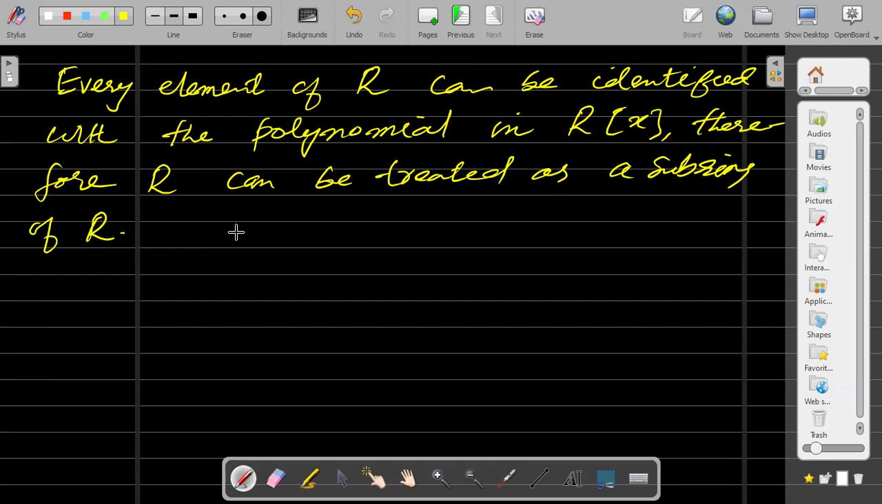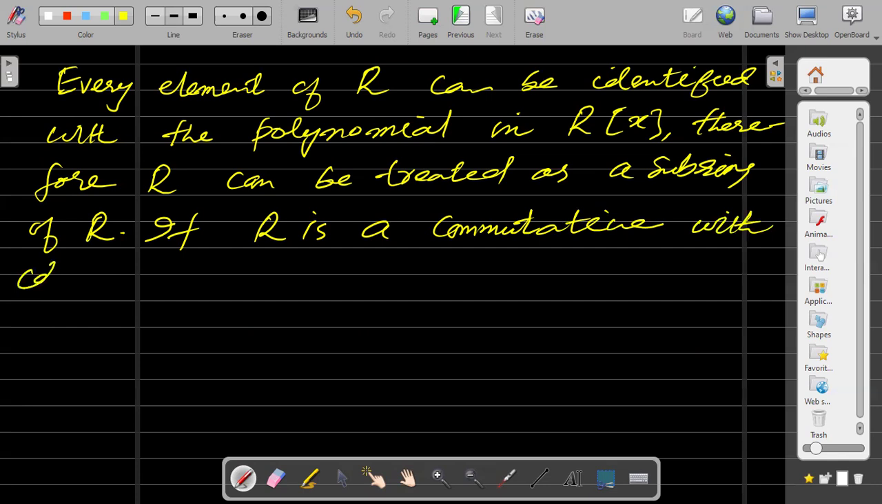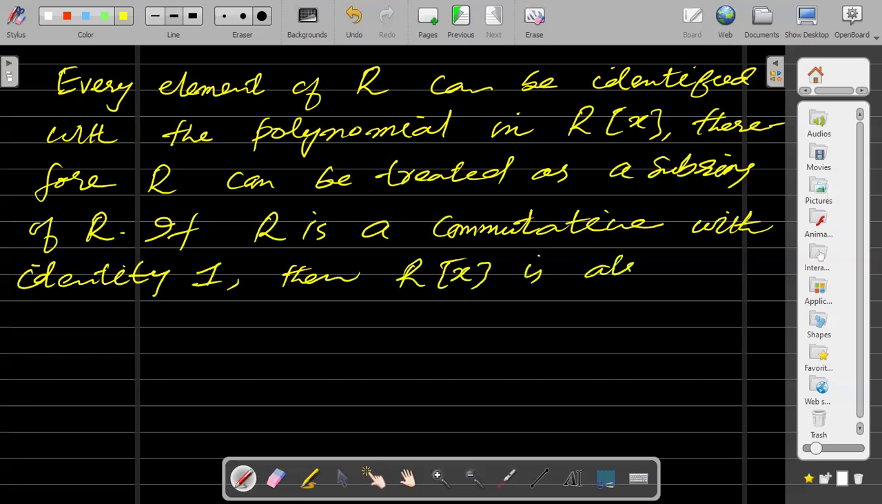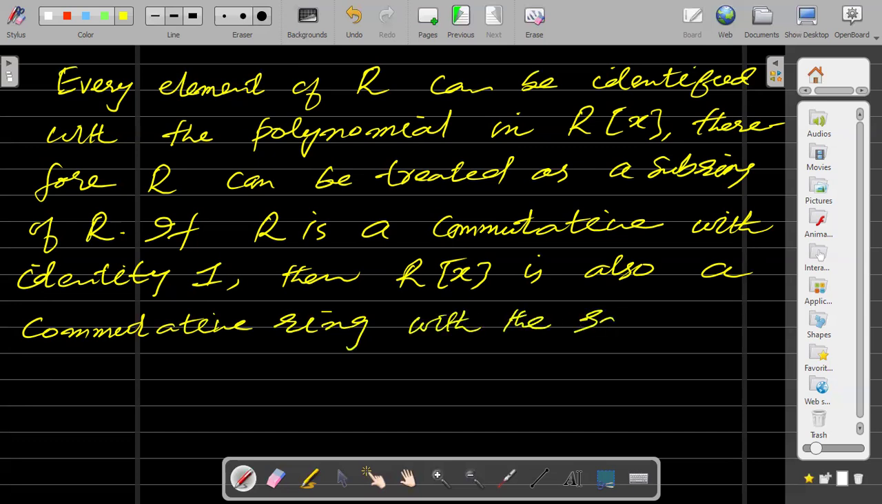And if R is a commutative ring with identity 1, then R[x] is also a commutative ring with the same identity. If R is a commutative ring with identity 1, you can easily verify that this ring of polynomials R[x] is also a commutative ring with the same identity. Same identity means the same multiplicative identity.